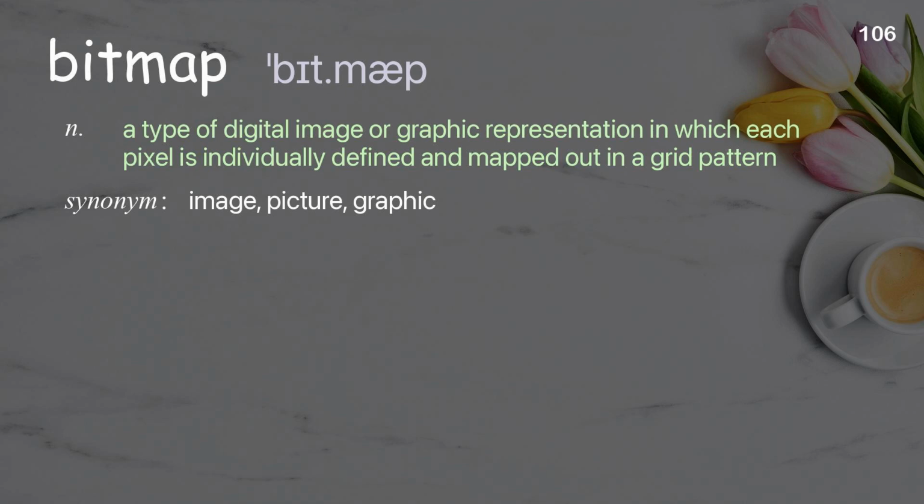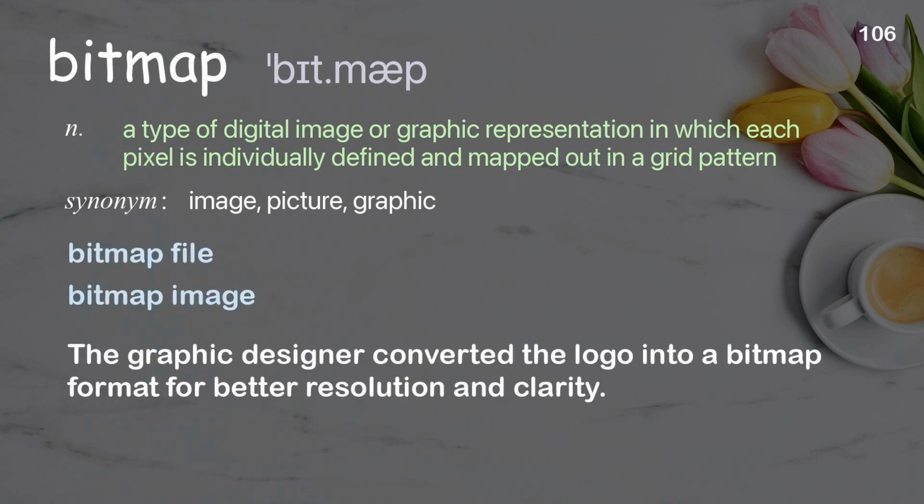Bitmap. A type of digital image or graphic representation in which each pixel is individually defined and mapped out in a grid pattern. Examples: Bitmap file. Bitmap image. The graphic designer converted the logo into a bitmap format for better resolution and clarity.